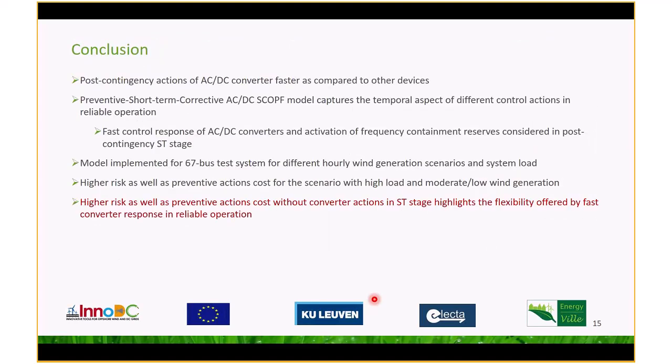Thus, I would like to conclude as follows. The post-contingency actions of AC/DC converters are faster as compared to other devices. Thus, a preventive short-term corrective AC/DC SCOPF model has been implemented, which captures this temporal aspect of the different control actions in reliable operation. Here, the fast response from converters and the activation of frequency containment reserves is modeled in the post-contingency short-term stage. This model was implemented for the 67-bus test system, and different hourly wind generation scenarios and system load were applied.